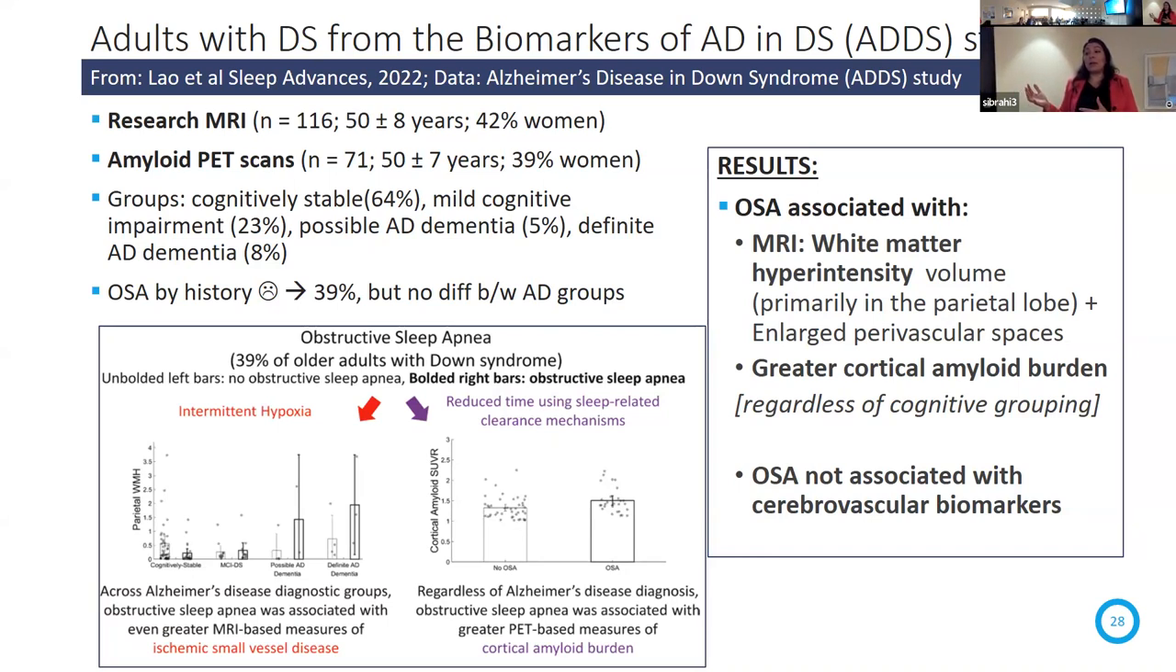cerebrovascular biomarkers, but I wanted to show these graphs because I don't know if you clearly see the difference, but by p-values and some other things, there's an increased amyloid burden in the obstructive sleep apnea group. And then here you clearly see some signals with ischemic small vessel disease, which is that hyperintensity and some other changes in the MRI. So if we're already seeing it in this group, who are about in their 50s, what can we be doing in the 40s and 30s to potentially mitigate some of these findings that we're seeing later on, and hopefully not have as much AD dementia.